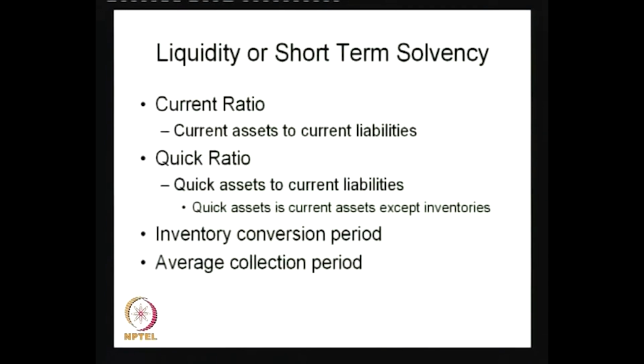The next category of ratios that we move on to is liquidity, or short term solvency. In this we have a very popular ratio known as the current ratio. The current ratio is nothing but the ratio of current assets to current liabilities. As we have discussed in the previous session of financial statement analysis, current assets are those assets which can be converted into cash within a short period of time, and current liabilities are those liabilities which have to be honored within a very short period of time, or typically 1 year.